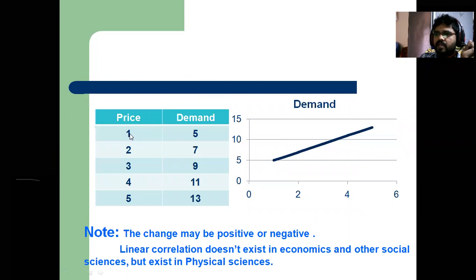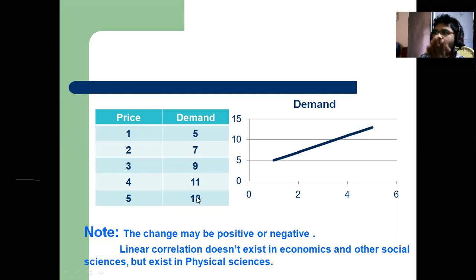For example, the price values are 1, 2, 3, 4, 5 and the demand is 5, 7, 9, 11, 13. Some people may wonder why the price changes by 1 while the demand changes by 2. Here I told you about a positive relation between price and demand, with respect to this particular variable only. Don't be confused that as price increases, demand should fall.